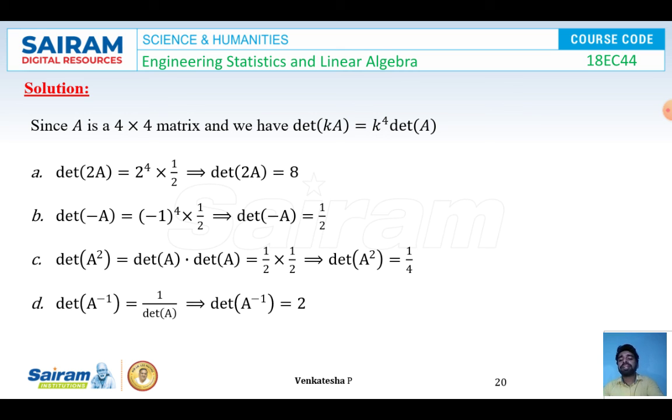So next one is the determinant of A square. It will be equal to the determinant of A into the determinant of A. That is 1 by 2 into 1 by 2. So I got the value 1 by 4 after expansion. So next, the determinant of A inverse will be equal to 1 by determinant A, because this is not equal to 0. So hence I'll be getting the value 2 for this equation.